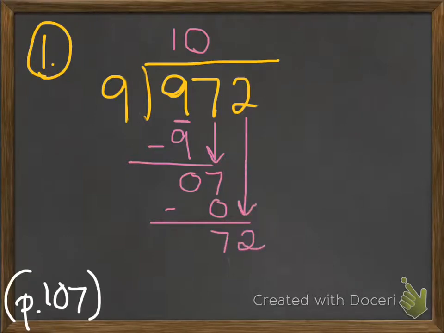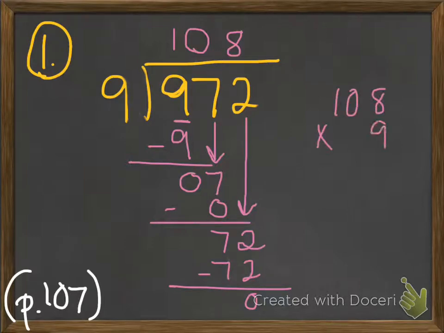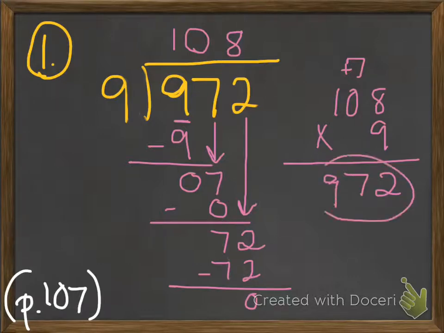So now we have 72 divided by 9. If you know your 9s, you know that 8 times 9 is 72. So we subtract. We have no remainders. Our answer is 108. Let's double check by multiplying. 108 times 9. 9 times 8 is 72. 9 times 0 is 0, plus 7 is 7, and then 9 times 1 is 9. 972. Multiplication answer is the same as our dividend.